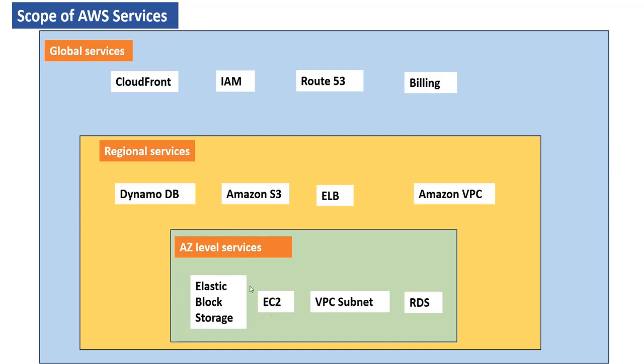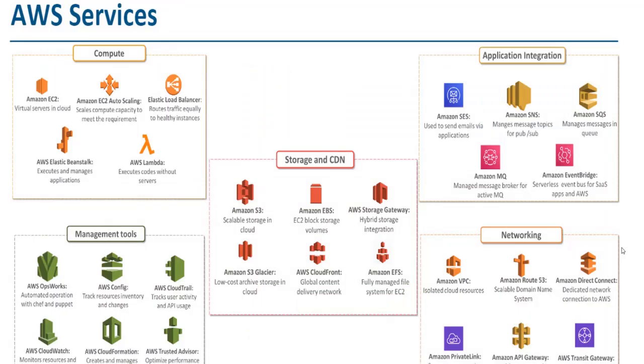So we have a lot of services, but the thing you need to keep in mind is that not all AWS services are meant for all levels. A few are global level services, a few are region level, and a few are AZ level. AZ, availability zone, or data center, all are the same. You have to understand that and keep it in mind.